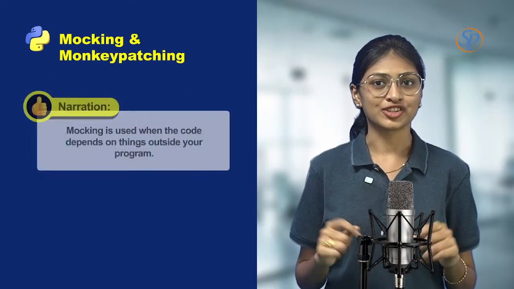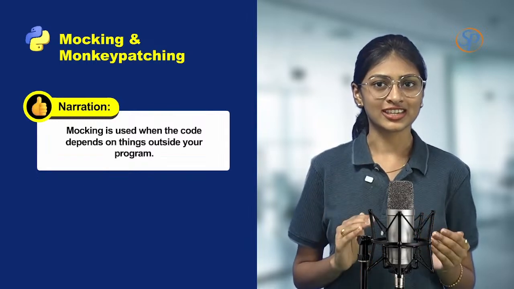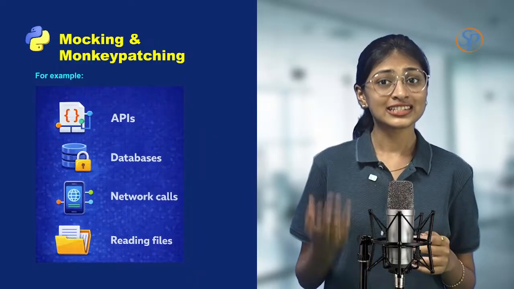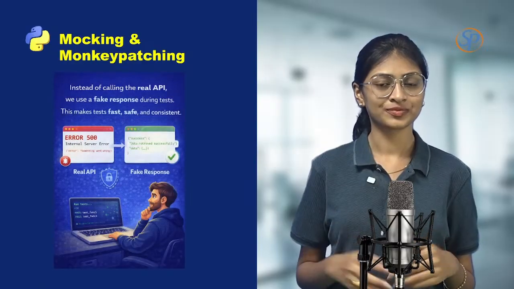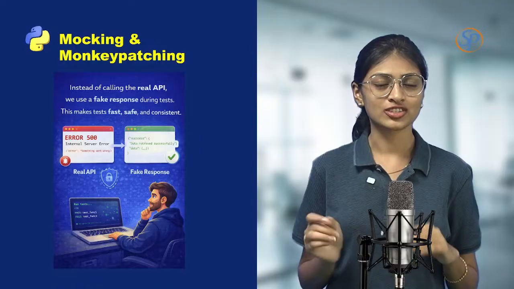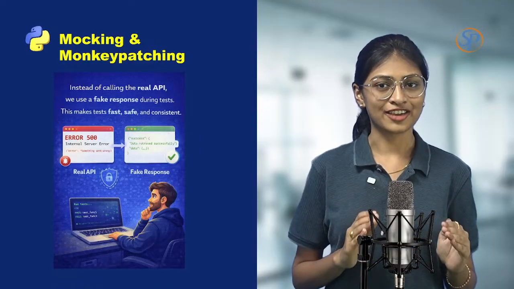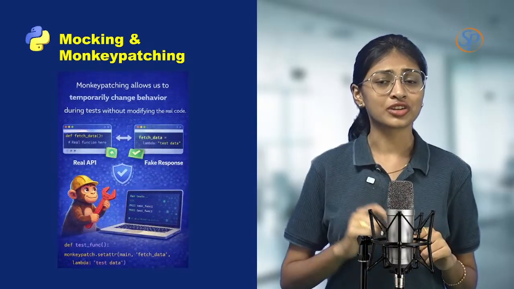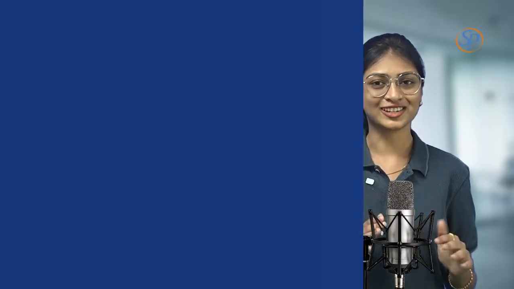Mocking and monkey patching. Mocking is used when the code depends on things outside of your program. For example, APIs, databases, network calls, reading files. Instead of calling the real API, we use a fake response during a test. This makes tests faster, safe, and also consistent. Monkey patching allows us to temporarily change behavior during tests without modifying the real code.